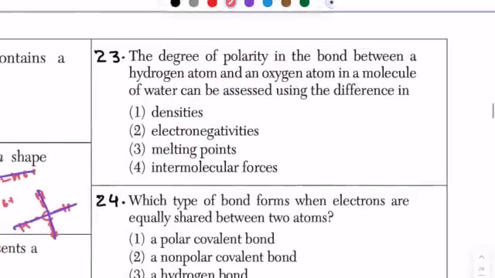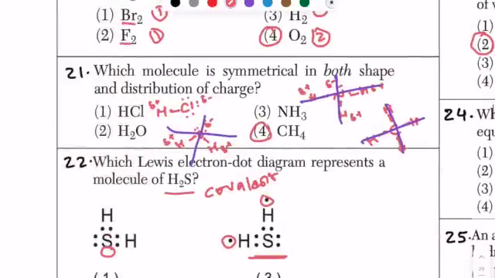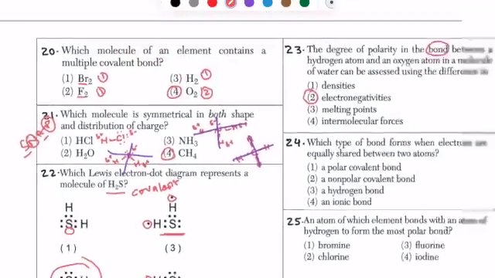For 23, the degree of polarity in the bond between a hydrogen atom and an oxygen atom in a molecule of water can be assessed using the difference in their electronegativity. Please make sure that you pay attention to the question. If the question is asking for the difference or the polarity of the bond, take the electronegativity difference. If the question is asking for the polarity of the molecule, do the symmetry test. So remember, SNAP. If your molecule is symmetrical, it's nonpolar. If it's asymmetrical, it's polar.